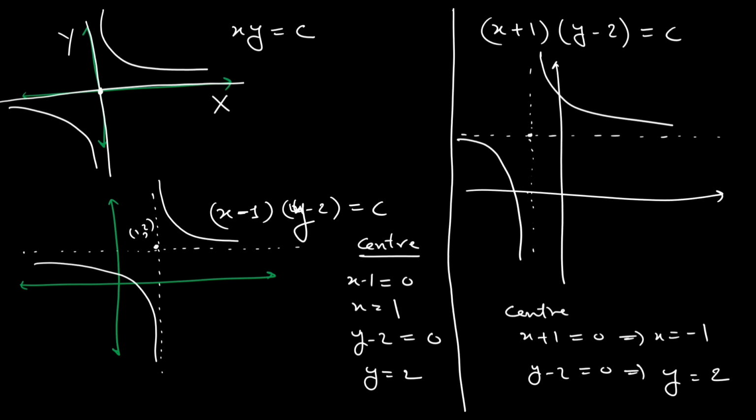And moreover, we are taking this constant as positive. That's why the shape is like this. This is in the first quadrant. Otherwise, here you can see that the graph is in the first and third quadrant. If the constant is negative, then the graph must lie in the second and fourth quadrant. Okay, so we will use this to find the positive integral solutions.